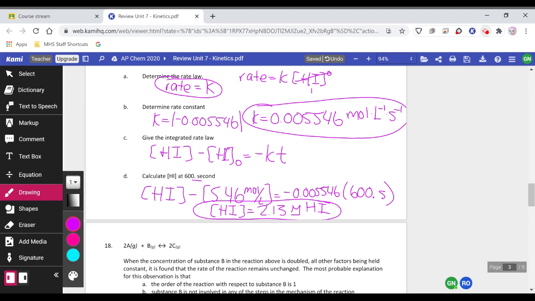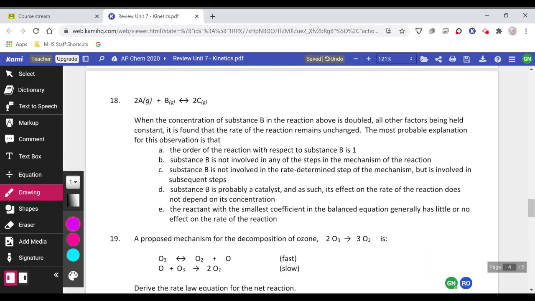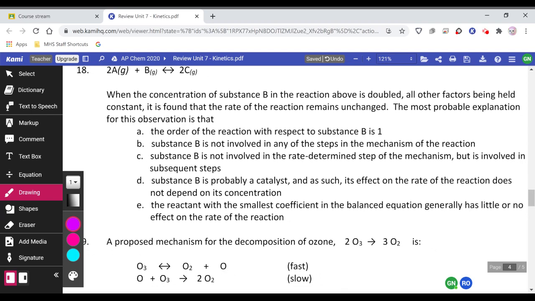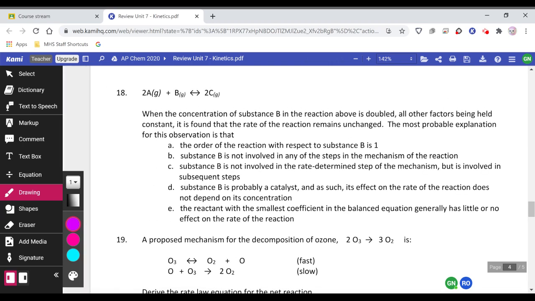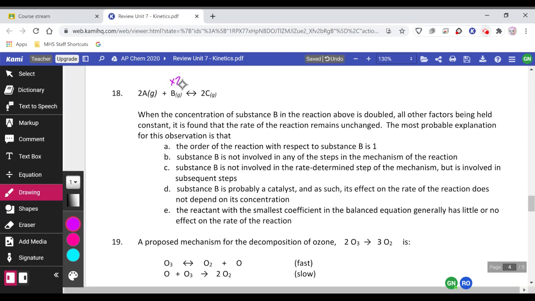Okay. Moving right along, number 18. Okay, there's our reaction. It says when the concentration of substance B in the reaction above is doubled, all other factors being held constant, it is found that the rate of the reaction remains unchanged. So how could we explain that?